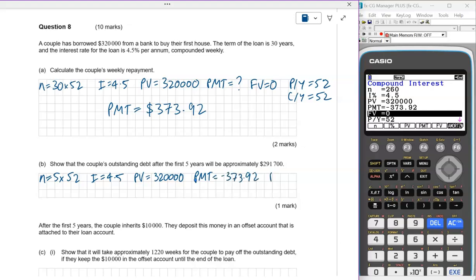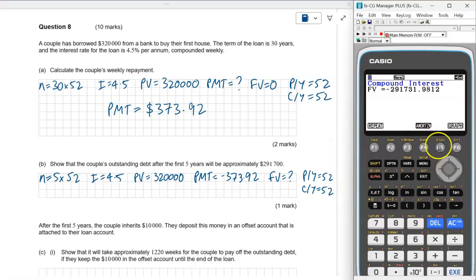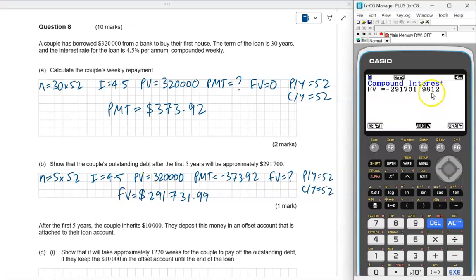The future value is what we're trying to solve for here. Okay, so we can just leave that. PY and CY will both remain at 52. All right, so how much is left on the loan after 5 years of payments? So future value will be $291,731.99, rounding up to the next cent.